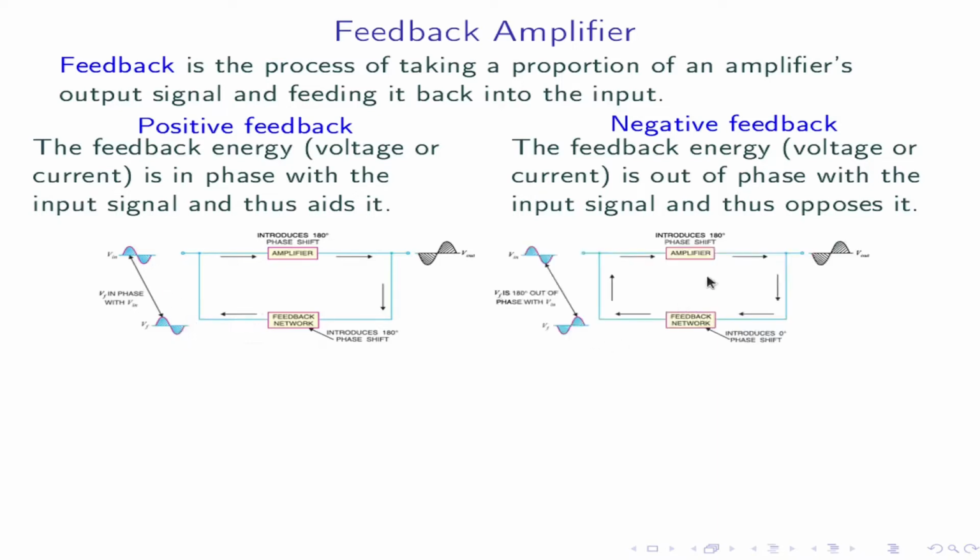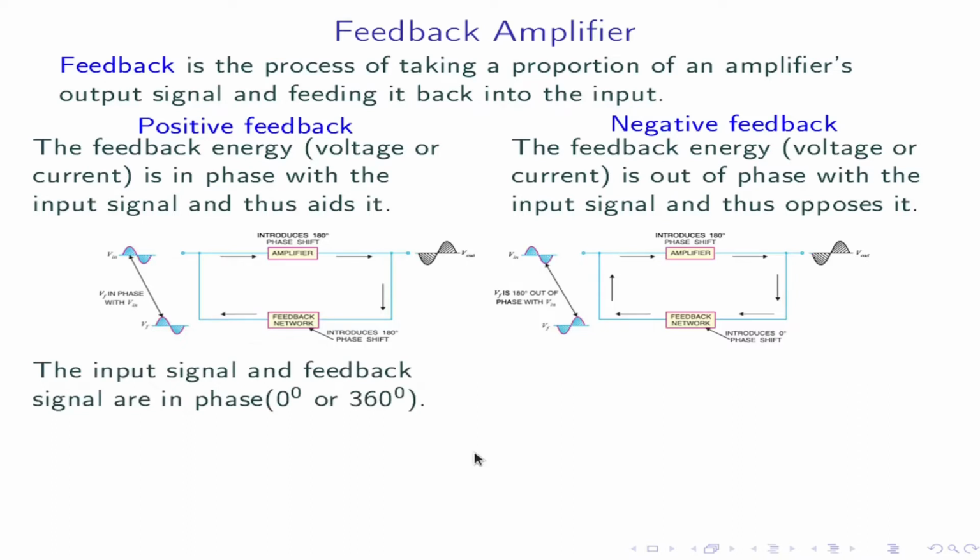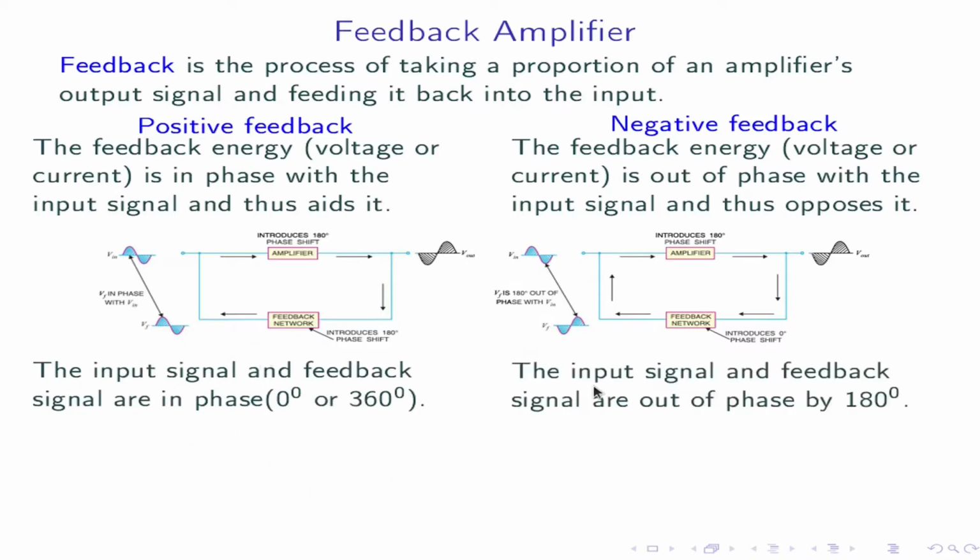But in negative feedback, the feedback network does not provide any phase shift. Thus, the feedback energy and input signal are out of phase with a phase shift of 180 degrees. Thus, the feedback energy opposes the input signal. The input signal and feedback signal are in phase in positive feedback, but in negative feedback, the input signal and feedback signal are out of phase by 180 degrees.